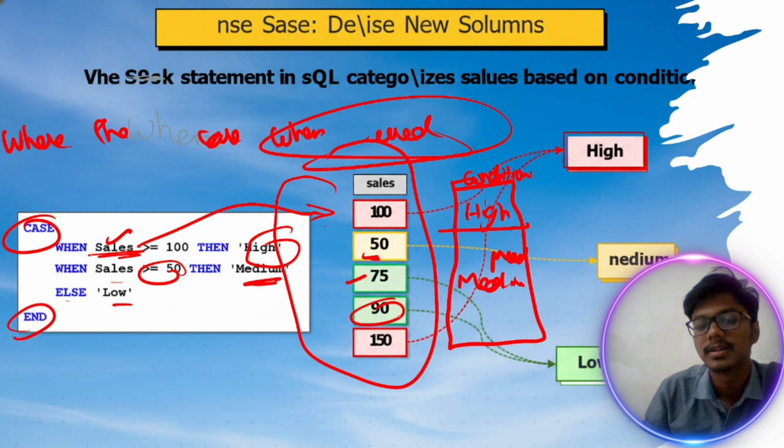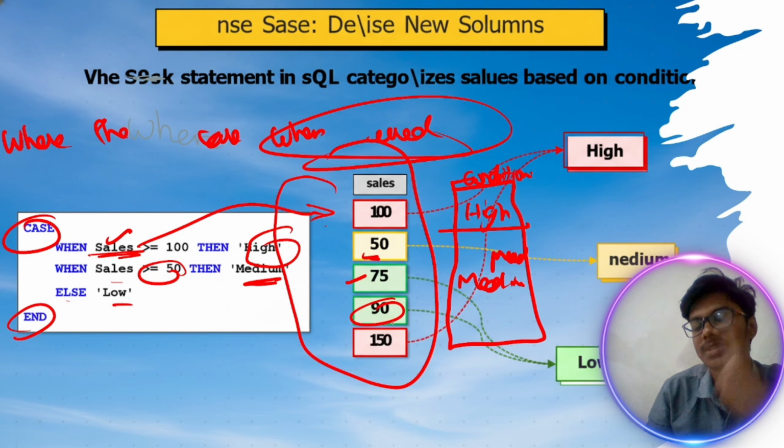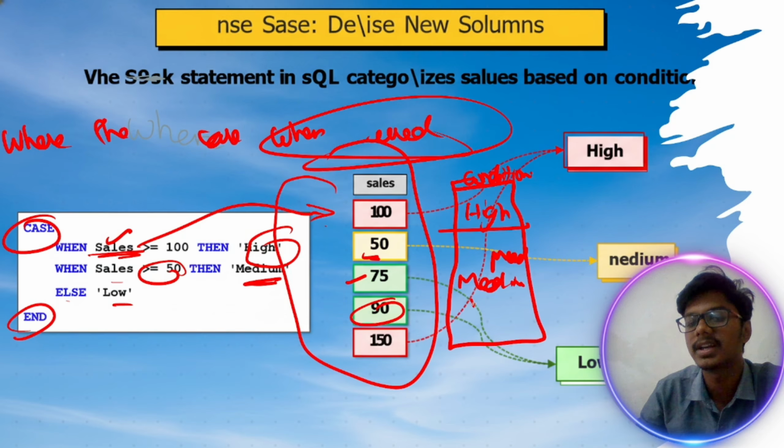Again, we want to check whether the sales is greater than or equal to 100. No, the sales doesn't meet greater than or equal to 100. And again it will check the second condition, whether the sales is greater than or equal to 50. Yes, the sales is greater than or equal to 50. I want to print it out as medium.